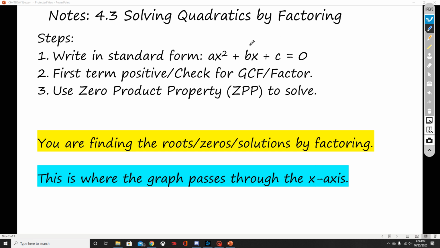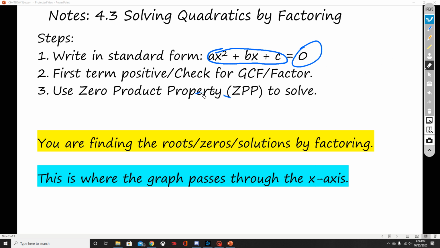Everything on the left side, so ax squared plus bx plus c, and the right side has to be 0. Make sure the first term is positive, check for the GCF and factor. All of that is the same, and that's going to occur on the left side. Then we're going to get two factors, and we're going to set those two factors themselves equal to 0 in order to solve by using the zero product property.